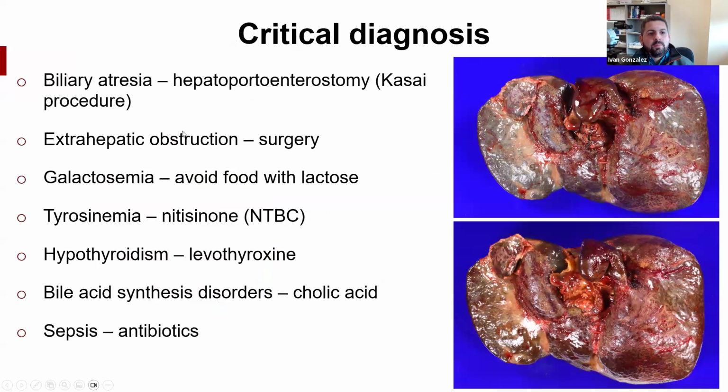Biliary atresia. Why? Because in biliary atresia, as soon as you make the diagnosis, you want to do a surgical procedure, which ideally you want to do in the first 6 days of life. In this explant, I'm just showing an example of a liver explant status post Kasai, where we can see here your hepatoportal enterostomy. Others are extrahepatic obstruction, a mass, or lithiasis due to surgery, and galactosemia, where you avoid food with lactose. All these diagnoses are really important because they have a treatment that requires an early diagnosis to avoid the patient going into liver failure and needing a liver transplant.